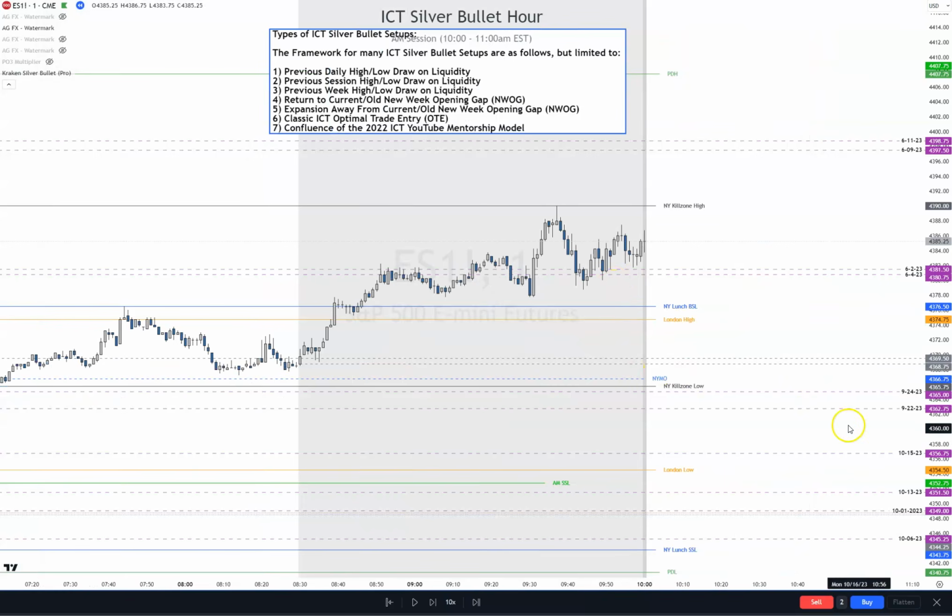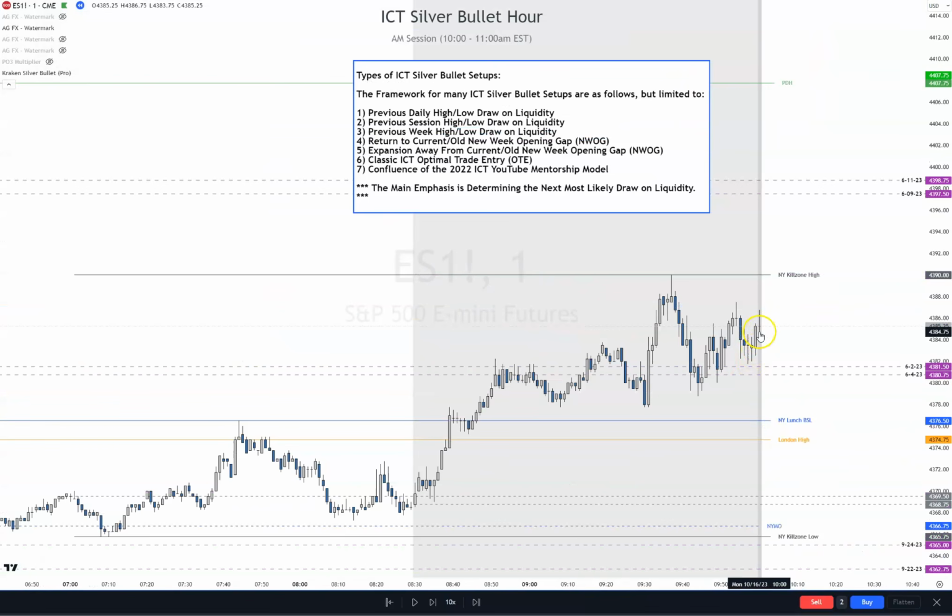Let's see what we've got going on. So we start the 10 o'clock hour. We're close to taking out New York Killzone high. We've already taken New York lunch and the London high, right? We've just taken them out. But I'm not seeing a market structure shift yet, right? I want to see this low broken right here, right now, for us to start looking at going short, okay?